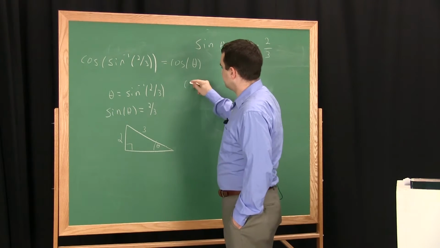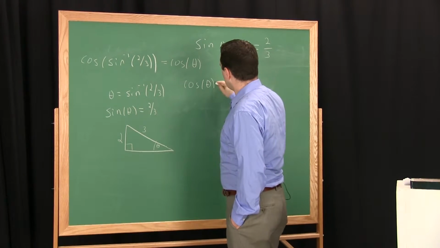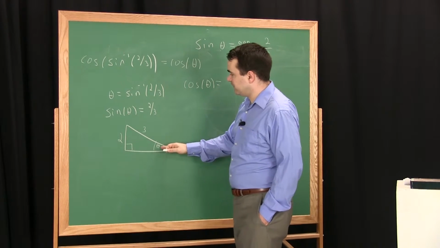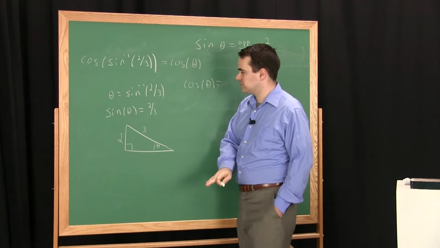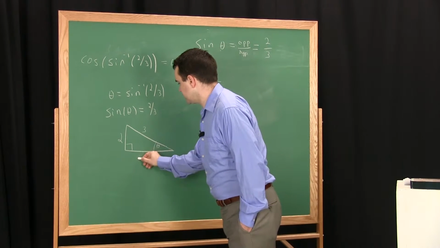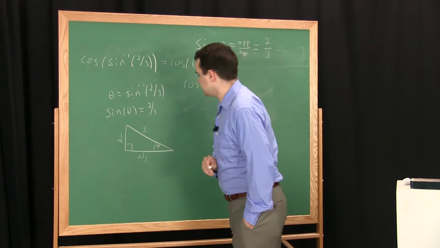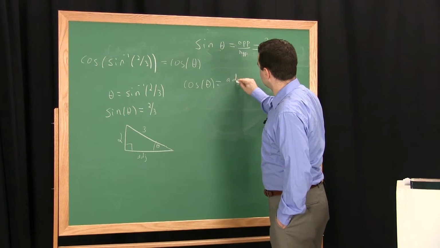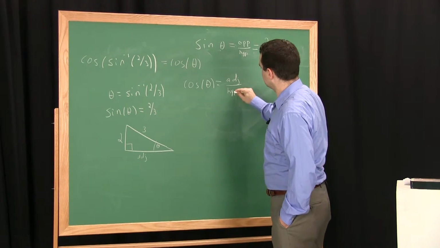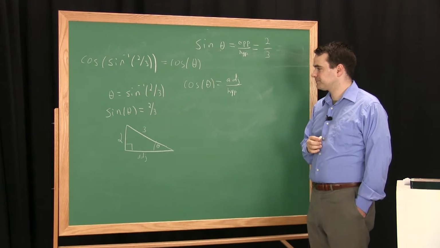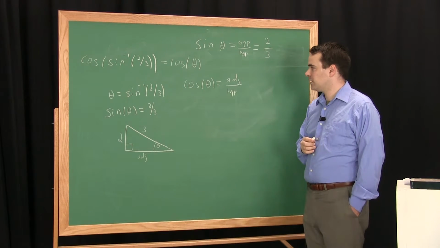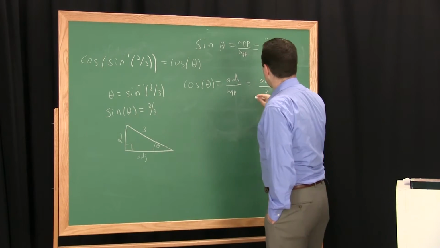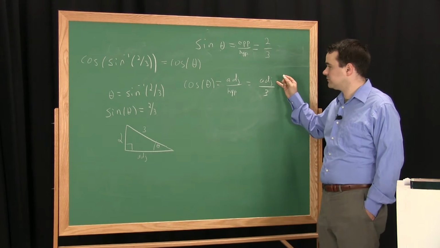And so how can I do that? Well, I have to remember that cosine of theta is supposed to be, if I remember right, the adjacent side divided by the hypotenuse. So whatever this adjacent side is, ADJ for adjacent side, this is adjacent over hypotenuse. And I know the hypotenuse is 3. And now I just have to figure out, what's the length of this side?